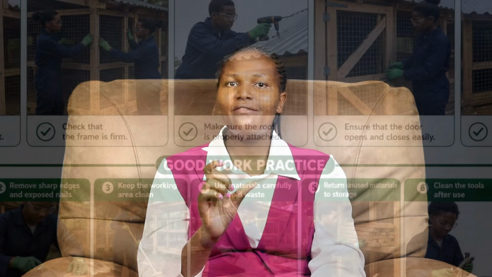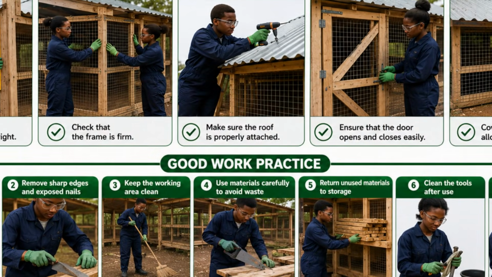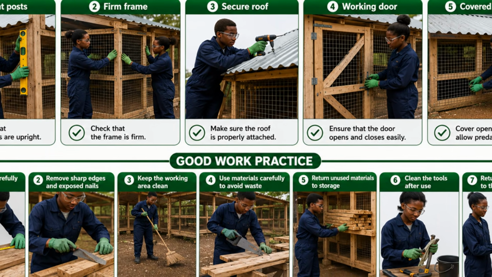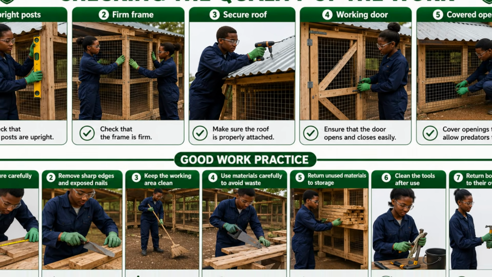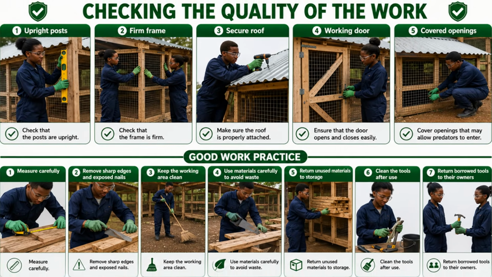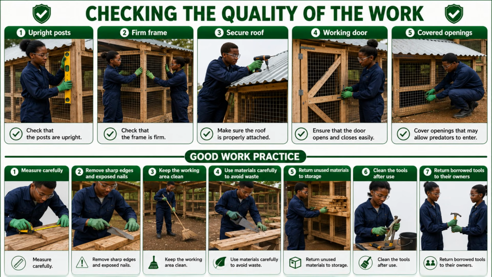Then, check the quality of the work and measure carefully during construction, because when you are constructing, remember that there are measurements you are measuring, so make sure everything is measured correctly. Then check that the posts are upright, they should not be slanting, and check that the frame is firm. You see, we already talked about this in the procedures. Then also during construction, make sure that the roof is properly attached and ensure that the door opens and closes easily. These are just some of the things to check when you are constructing.